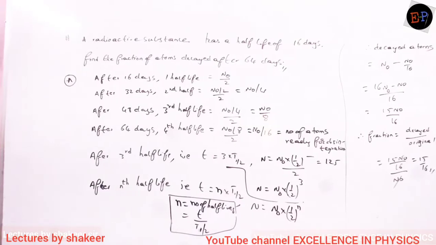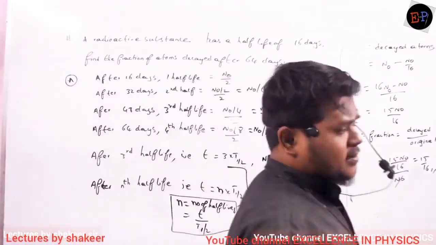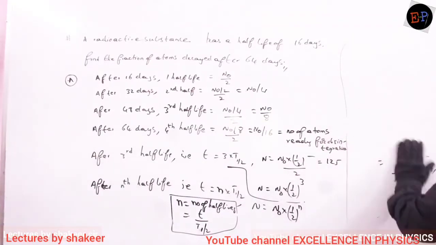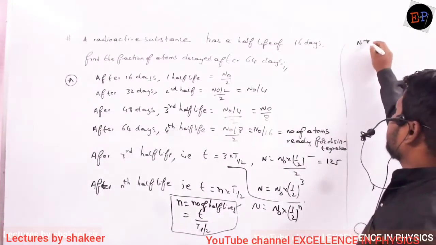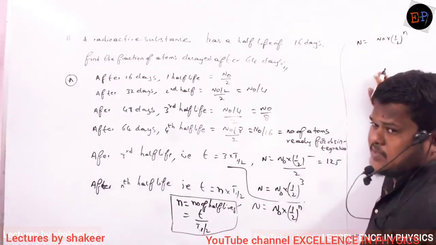Equation కూడా ఉంది కదా, shortcut equation. Now let us proceed according to the formula. Which is the formula? This is the formula, no? See, N is equals to n0 multiplied by 1 by 2 power n. This is the equation.